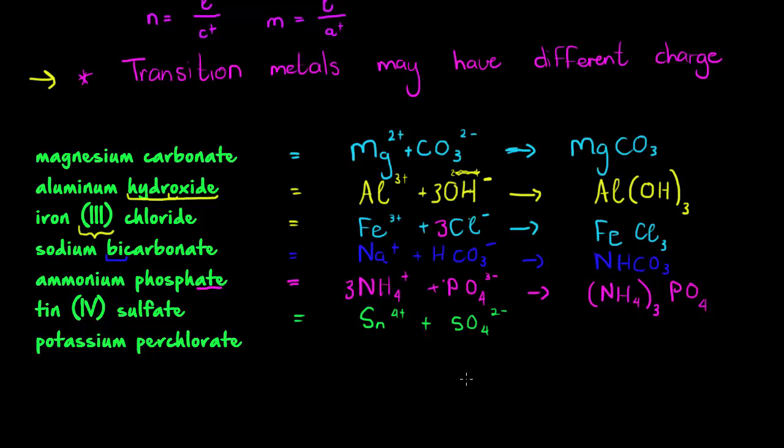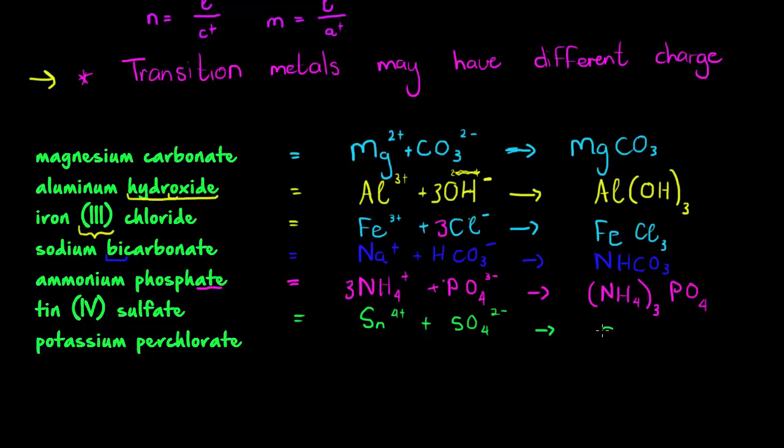Okay, and here it is very important for you to note what I said before. Here we have now different charges, so we must get the lowest common multiple between 4 and 2. The lowest common multiple between 4 and 2 is 4.